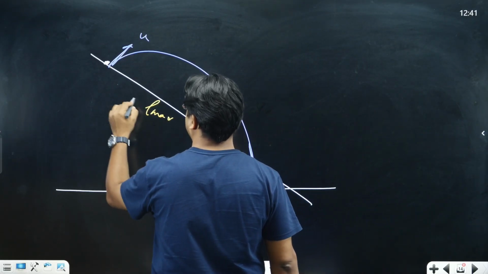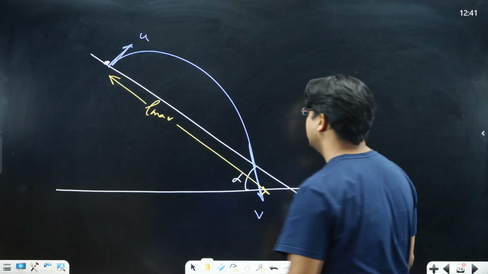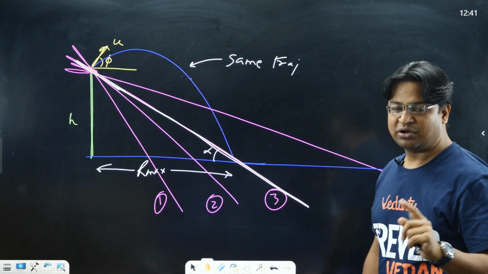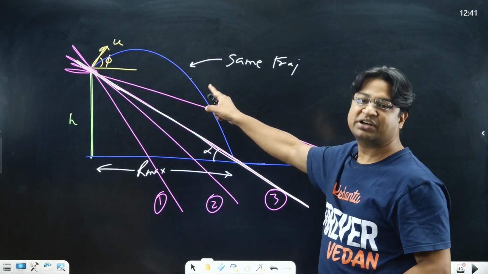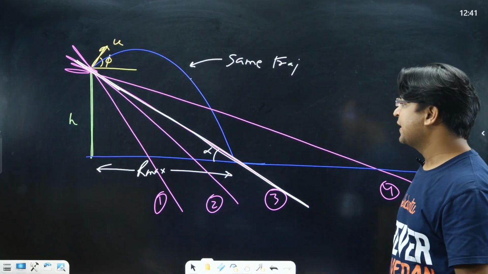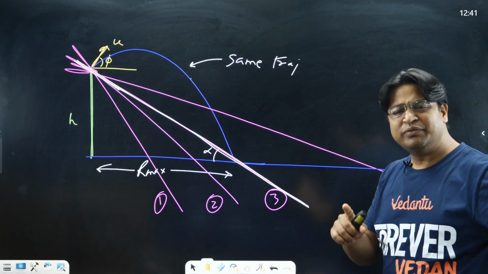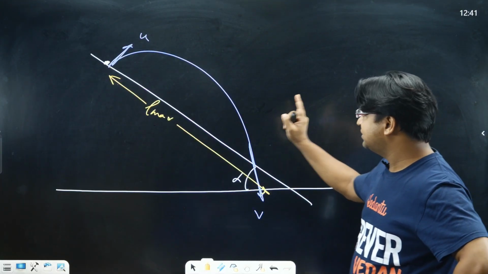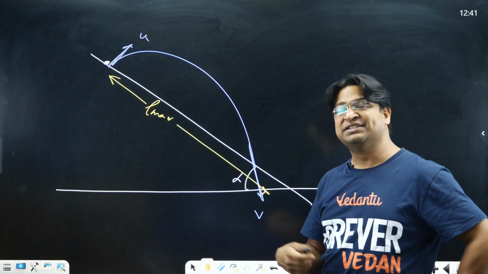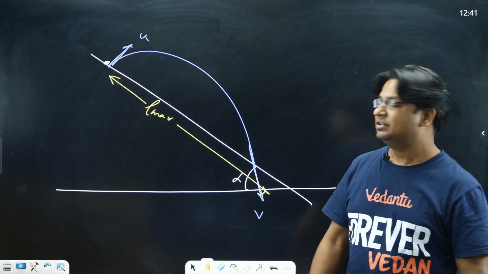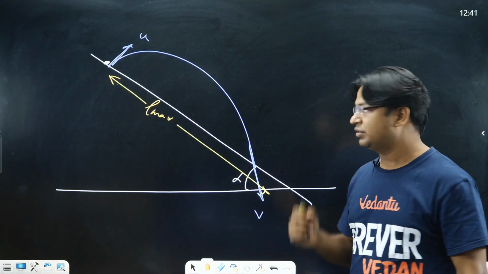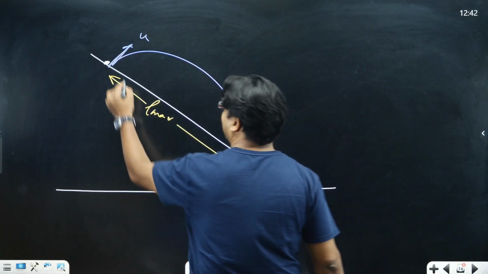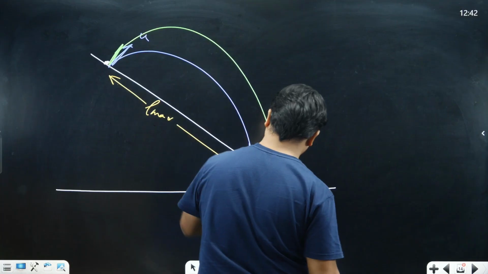I am saying that if we had chosen an inclined plane like this, and we try to get maximum range along the inclined plane, the same trajectory will serve our purpose. Why am I saying so? We can prove it by contradiction. Let us assume that this trajectory is not the answer. There exists another trajectory that can give me a larger value of L.